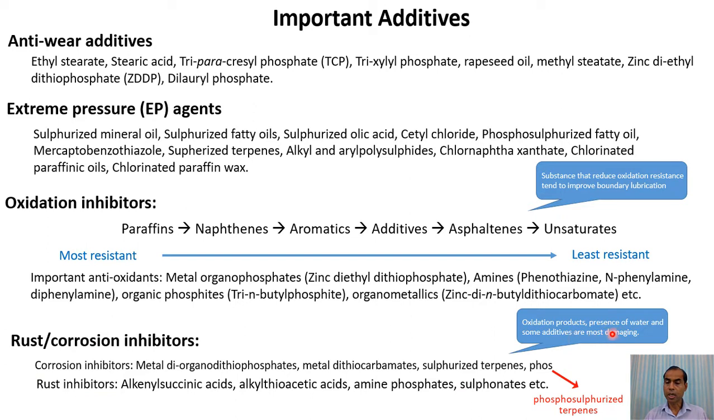Oxidation products, presence of water and some additives are most damaging. Rust or corrosion happens because of the oxidation products, and oxidation products contain acids. So these kinds of acids will attack the metallic surfaces. Then presence of water is also another reason why rusting and corrosion takes place, and some of the additives are also damaging to the metal surfaces. So these are the additions we can make to protect the metal surfaces.